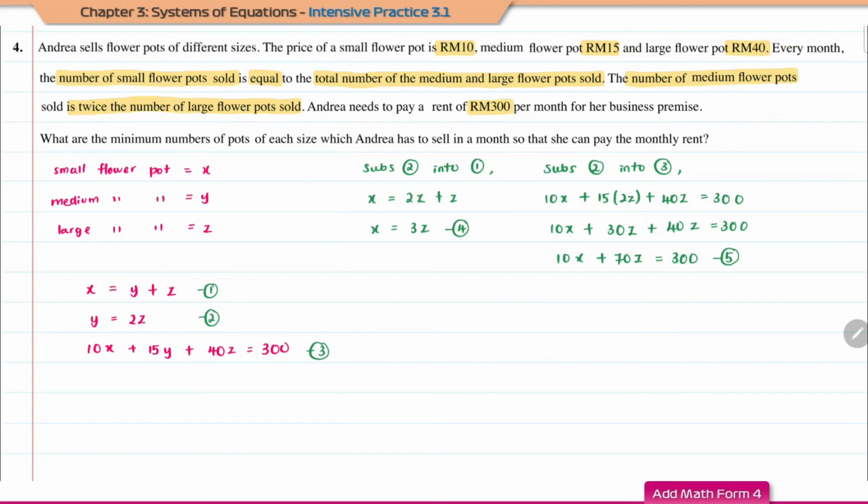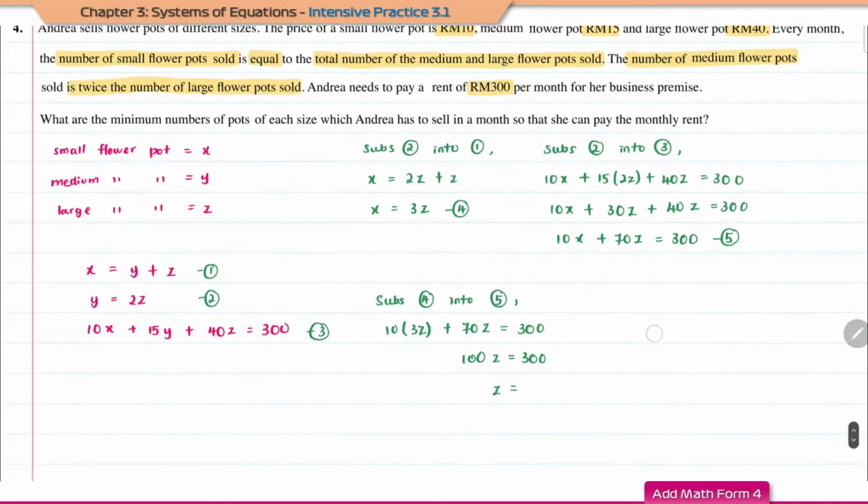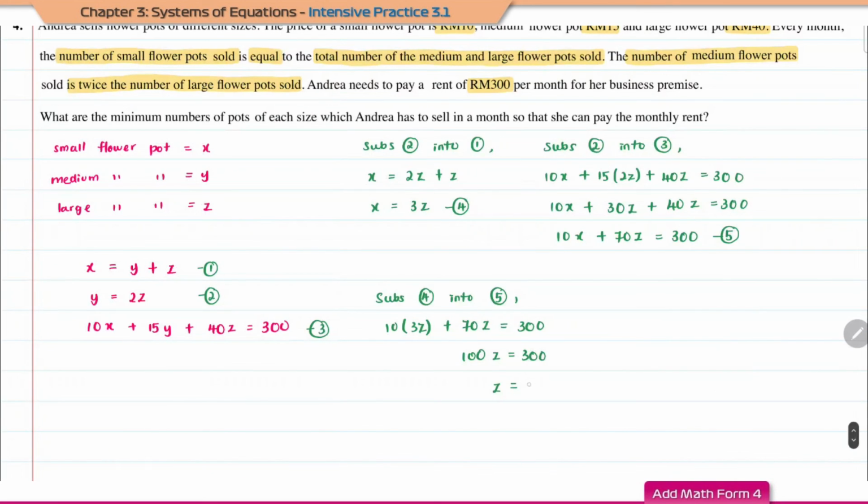So next I'm going to substitute equation 4 into equation 5. So 10x, I'm going to substitute it with 3z. So here you have 30z plus this 70z, so 100z equal to 300. So z equal to 300 divided by 100, so z is equal to 3.